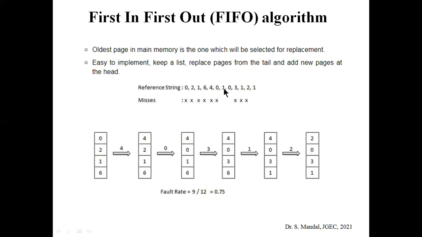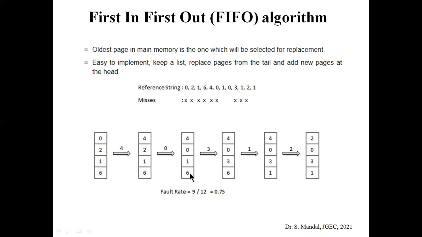Now coming to the next reference, that is 1. Here 1 is already in the main memory, so there is no need to replace. That is called a hit. The particular page is already loaded, so we don't need to change anything. After 1, next is 0. Again 0 is already present in the main memory, so there is another hit.